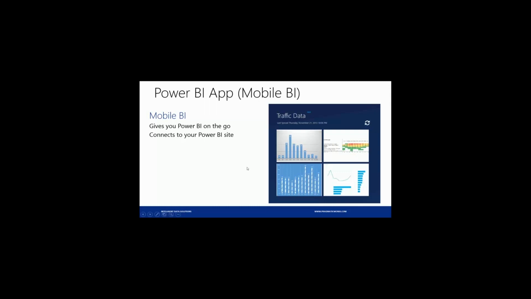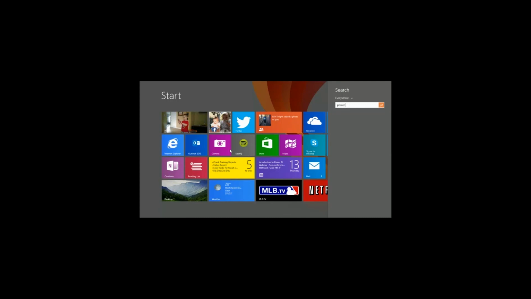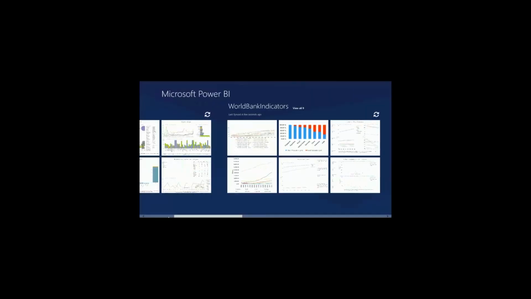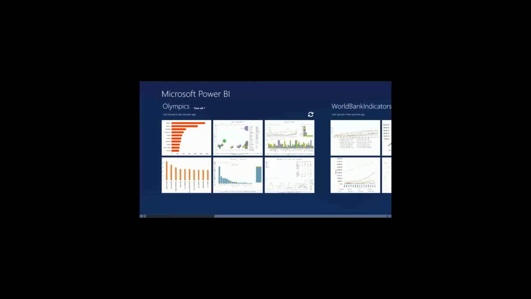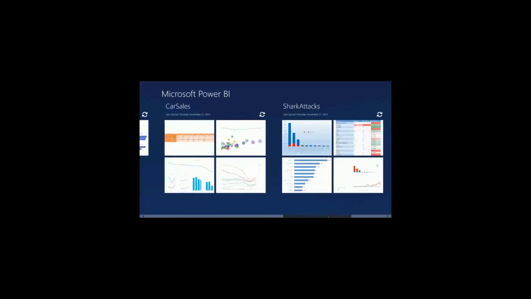I'll go to my desktop here, my Windows tile view, and I'll type in Power BI. Now this is going to launch my Power BI app, and inside my Power BI app I connect it to my Power BI site, and I'll be able to see inside my Power BI site all of the workbooks that we've deployed. Okay, so you can see several of them in here. There's one in here for shark attacks. There's one in here for car sales. There's a lot of different versions of these workbooks in here.